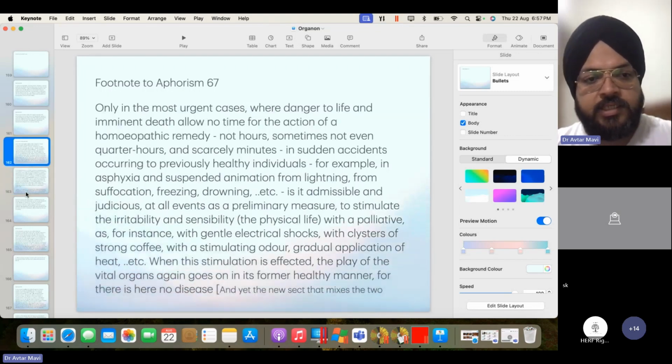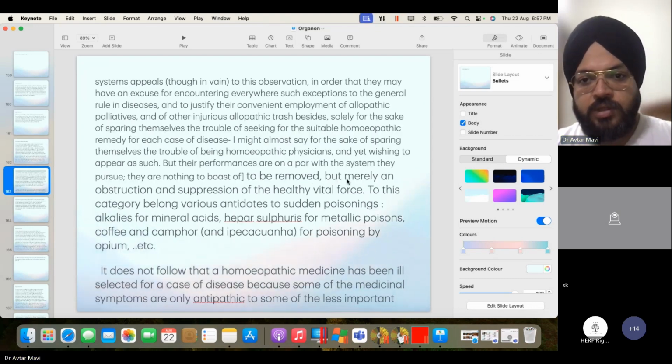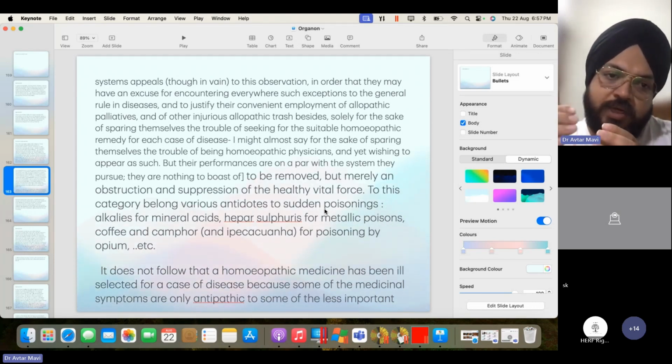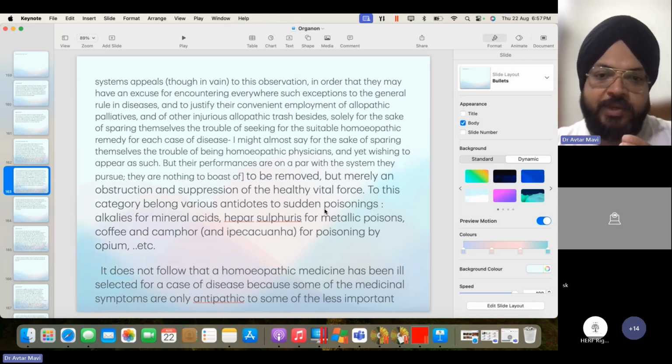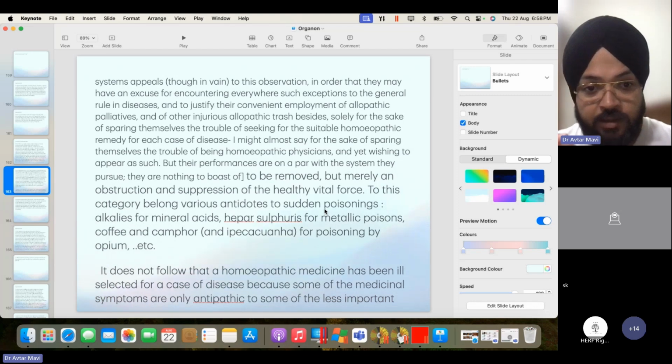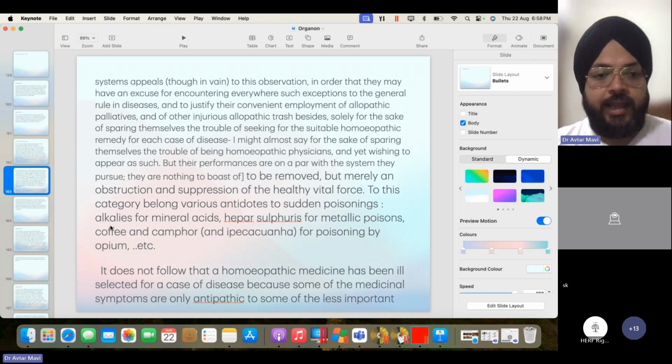So there is here no disease to be removed, but merely an obstruction and suppression of the healthy vital force. The vital force was in a healthy state, it was just obstructed and suppressed. The functions were obstructed and suppressed by the accident. To this category belong various antidotes to sudden poisonings also. So if someone has some kind of poisoning, even then an antipathic treatment can be used, because it is again an accident which is taking the life away, like alkalis for mineral acids, hypersulf for metallic poisons, coffee and camphor and ipecacuanha for poisoning by opium, etc.